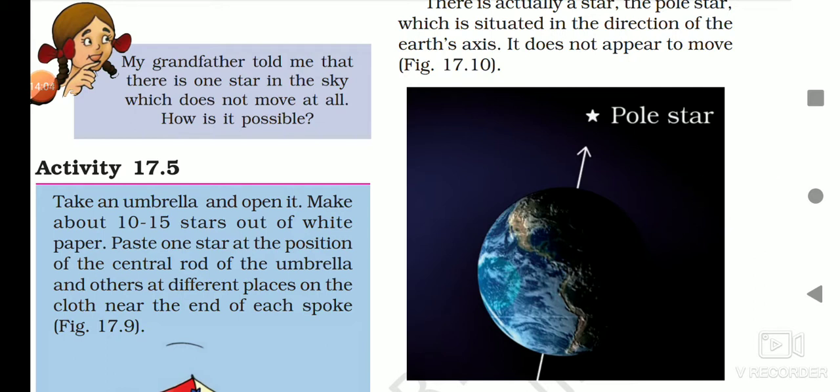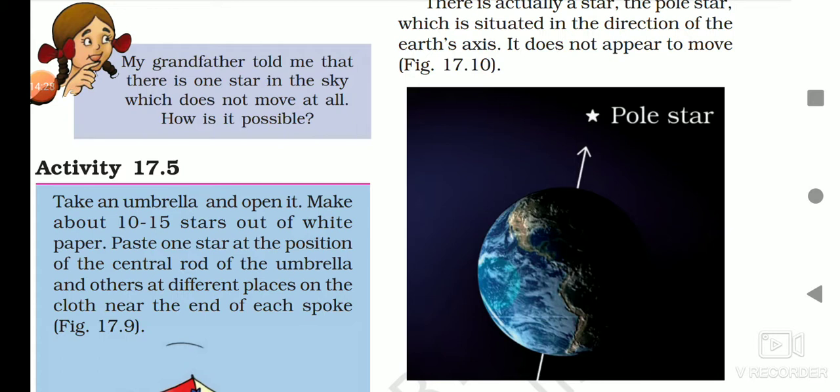Paheli said that my grandfather told me that there is one star in the sky which does not move at all. So how is it possible? That is the Pole Star. If the star is on the axis of the Earth, then no change of place can be seen from the Earth's surface.